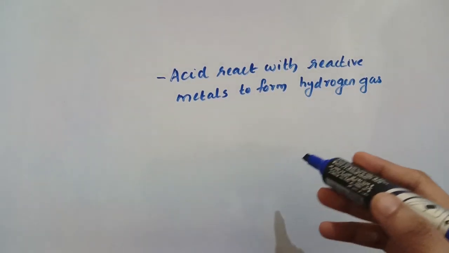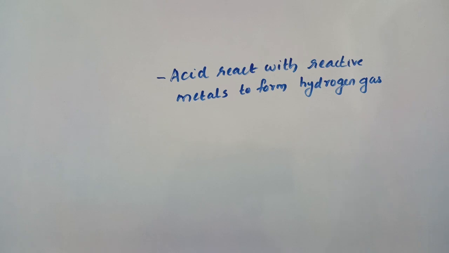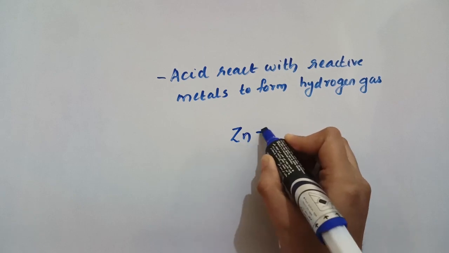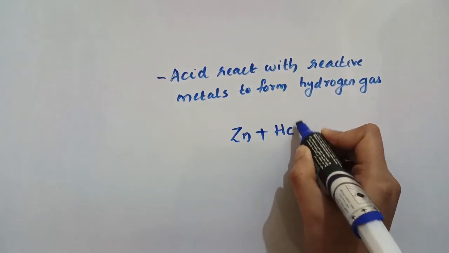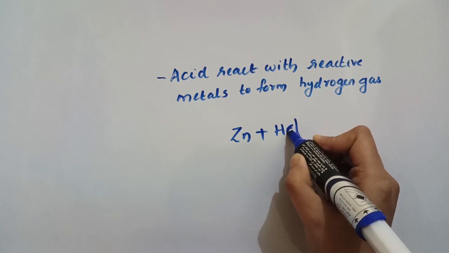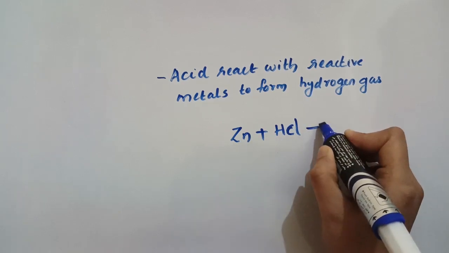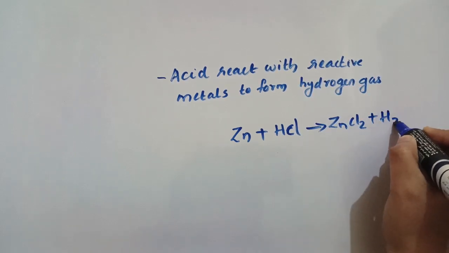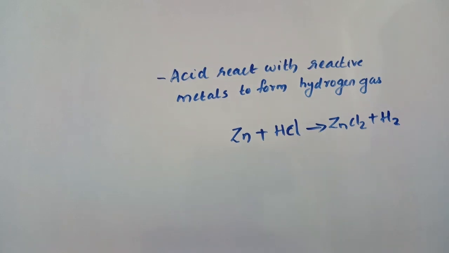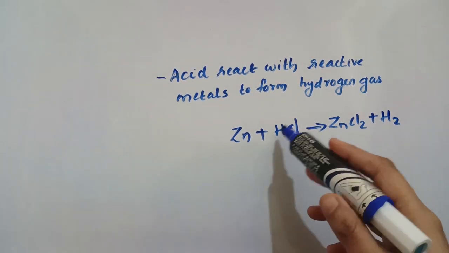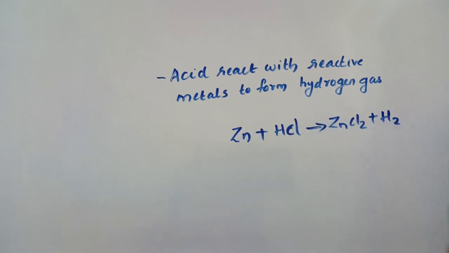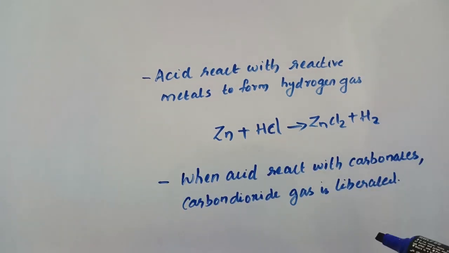Next we can say acid reacts with reactive metal to form hydrogen gas. For example, when acid reacts with zinc, the acid taken here is HCl. Then Zn plus HCl gives ZnCl2 plus H2. Therefore, we can say that when acid reacts with reactive metal, it generates hydrogen gas. Similarly, when acid reacts with carbonates, carbon dioxide gas is liberated.